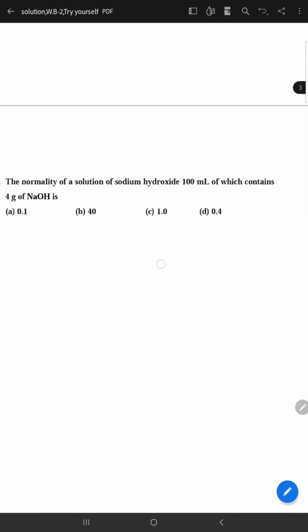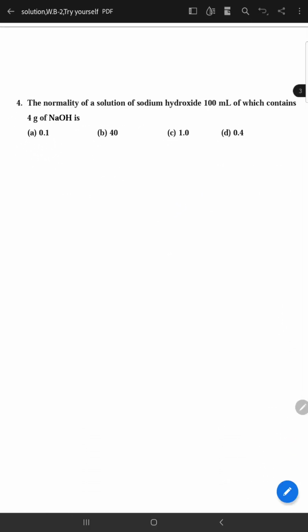Now we will move on to question number 4. You read that: the normality of the solution of sodium hydroxide, 100 ml of which contains 4 gram of NaOH, is. We have a direct formula for normality. It is like molarity only. Normality is equal to mass of solute divided by, instead of molar mass, the equivalent mass of solute, into 1000, divided by volume of solution in ml. This is the formula. But how to find the equivalent mass? Remember, I will calculate here. Equivalent mass is given by the formula for a base. NaOH is a base, so the equivalent mass is the molecular mass of that base divided by acidity.